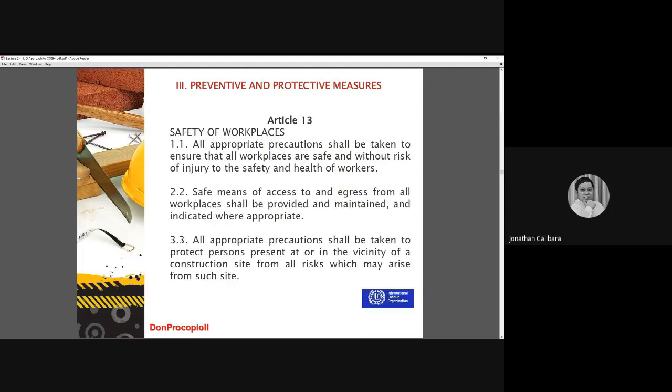Okay, let's go to our third provisions, preventive measures. It's all about how we are being protected, and it should be preventive. Article 13, we have the safety of workplaces. For example, you work in an office. Even in an office, there are many safety precautions.